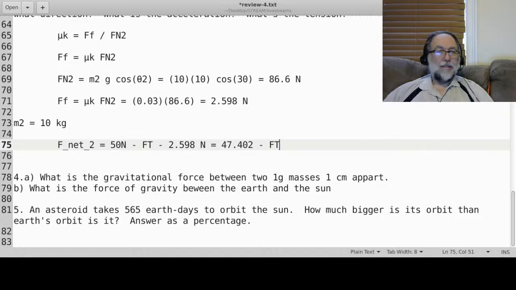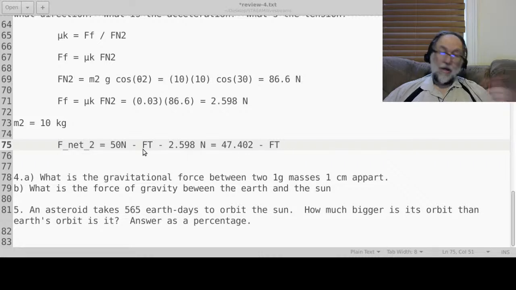Okay, so all I did was just simplify here. I just took 50 and I subtracted 2.598 from it. So the 50 minus the 2.598 gives me 47.402, and I still have the negative FT. Okay, and that's the vector sum. So that sums up all the forces and gives me the net force on number 2.